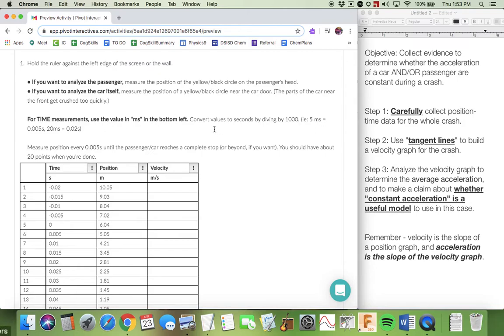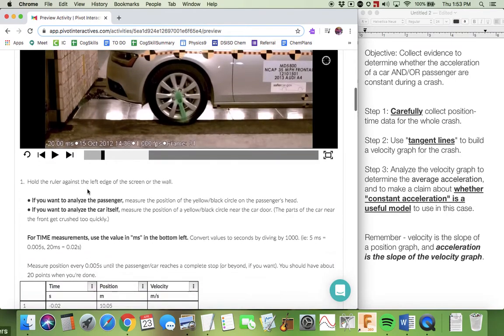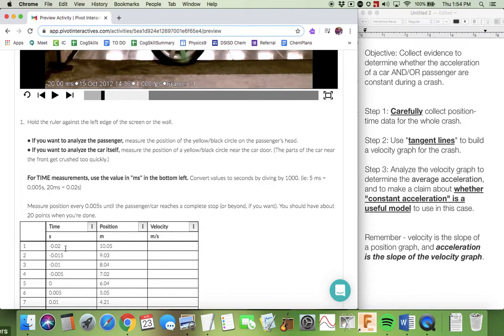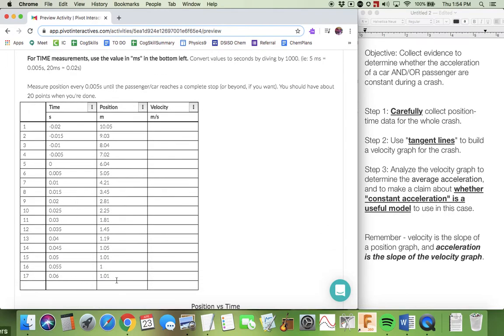Notice for time measurements, you're using the milliseconds value over here, and then you're dividing that by 1,000 to get a value in seconds. This is just a matter of moving the decimal places. So 5 milliseconds becomes 0.005 seconds, or 20 milliseconds becomes 0.02 seconds. When you're done, you should have about 20 points in your table. I have 17, that's plenty.